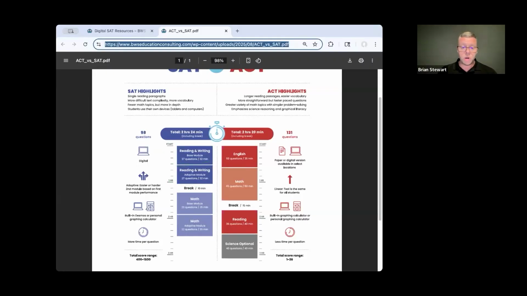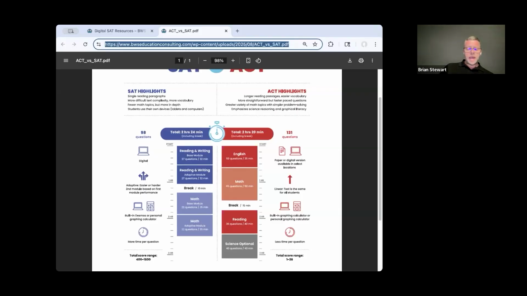And students do this on the computer. They bring their own device. They can use an iPad, a laptop. I tend to recommend using a laptop because you have a larger screen and the whole keyboard there that you can use for certain things. So that's a pretty nice thing to have available.